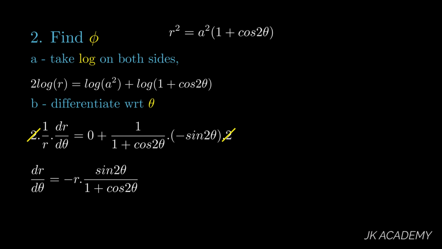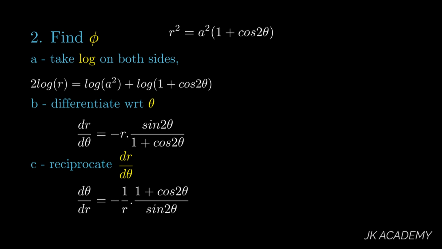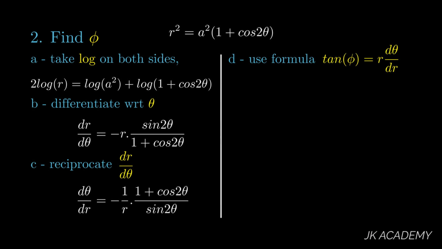Let's go to step C, that is reciprocate dr/dθ. If you reciprocate dr/dθ, we will get dθ/dr. If you reciprocate r, we will get 1 by r. If you reciprocate sin 2θ by 1 + cos 2θ, we will get (1 + cos 2θ)/sin 2θ. Step D is applying the formula tan φ = r dθ/dr. We found dθ/dr in the last step, so we substitute that. So tan φ = r into −1/r, (1 + cos 2θ) divided by sin 2θ. This is the value of dθ/dr we got.